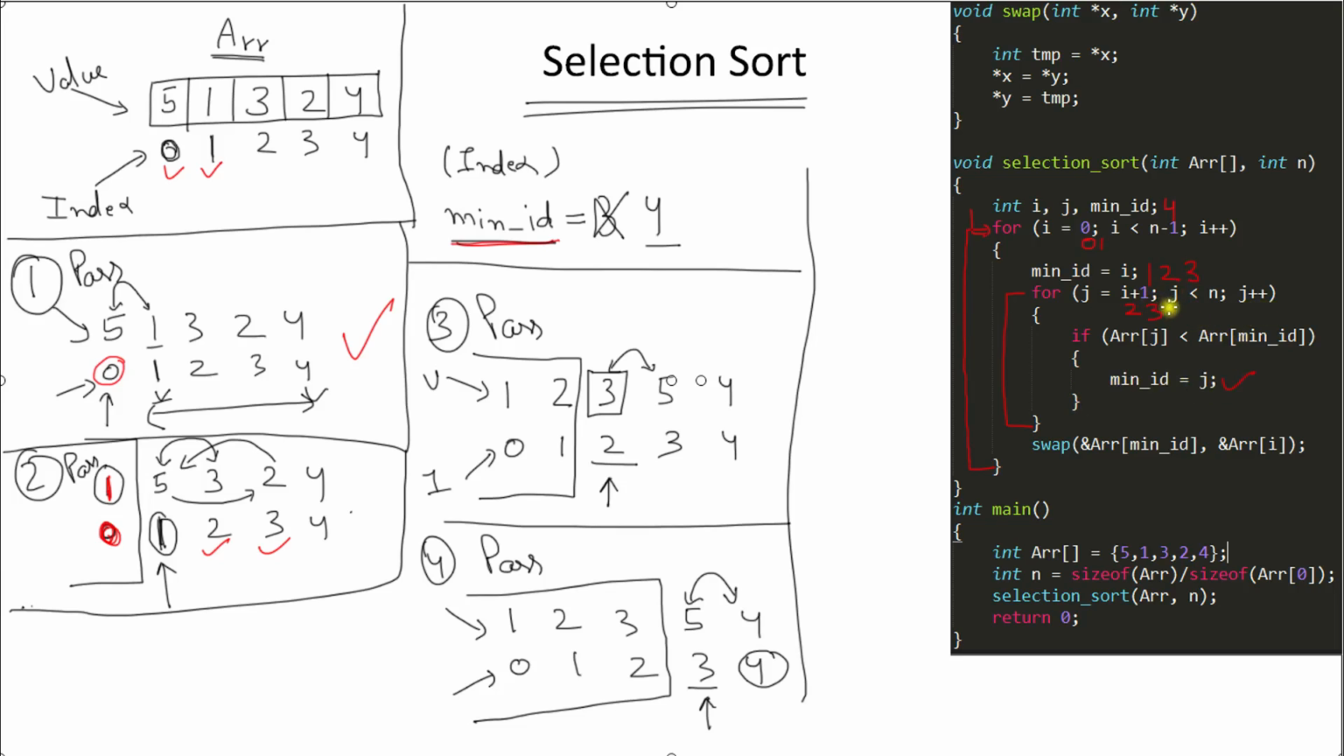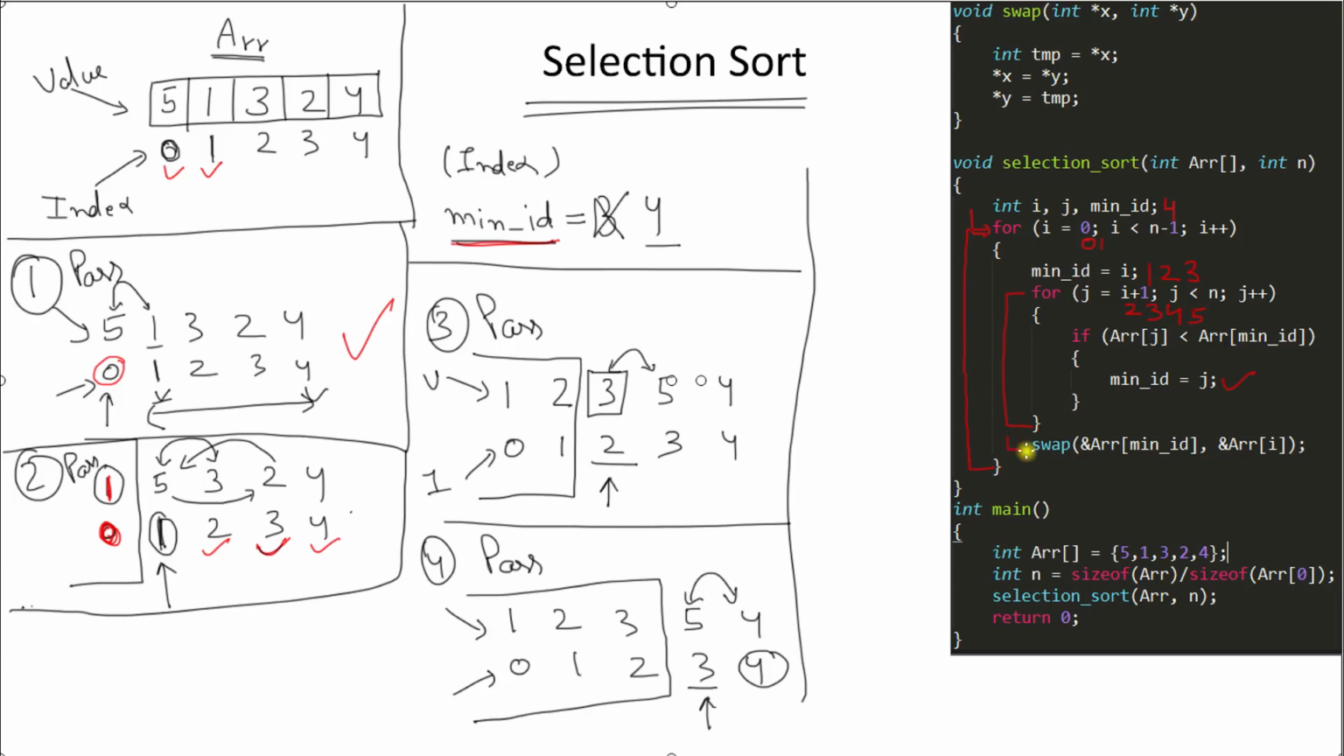j will get incremented. j will become 4 now. Then array of j, which is 4, will compare with array of minimum ID. Minimum ID is 3 now, so this 3 and 4 will get compared. Is this value greater than this value? No, it is not. So we will not go inside this if statement. We'll again go back here and j will get incremented. j will become 5, and 5 is less than n, which is 5. This is not true. Then this inner loop will break.